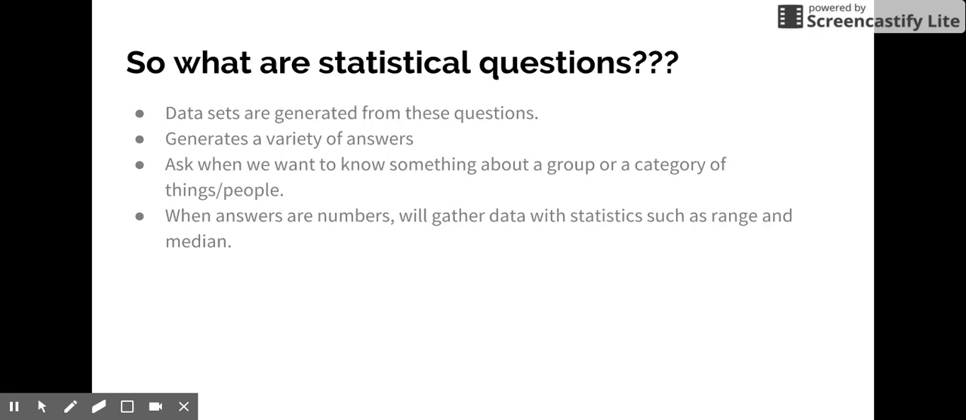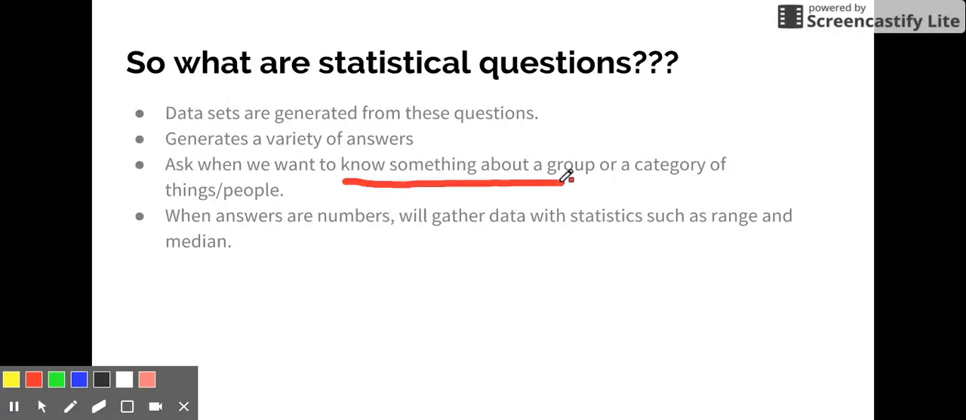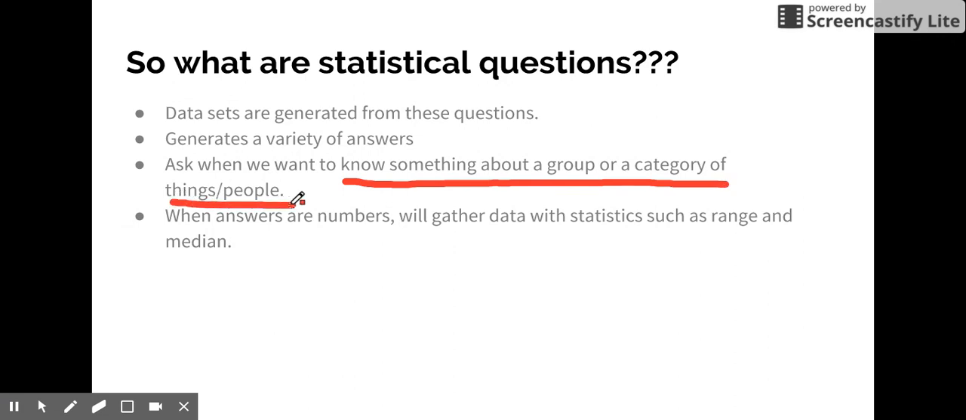They are asked when we want to know something about a group or a category of things or people. And when our answers are numbers, you gather data with statistics, such as range and median. The big thing here is this third point. Know something about a group or a category of things or people. If you notice, it says group. So statistical questions are when you're looking at a group of people, at a whole, not just one person.